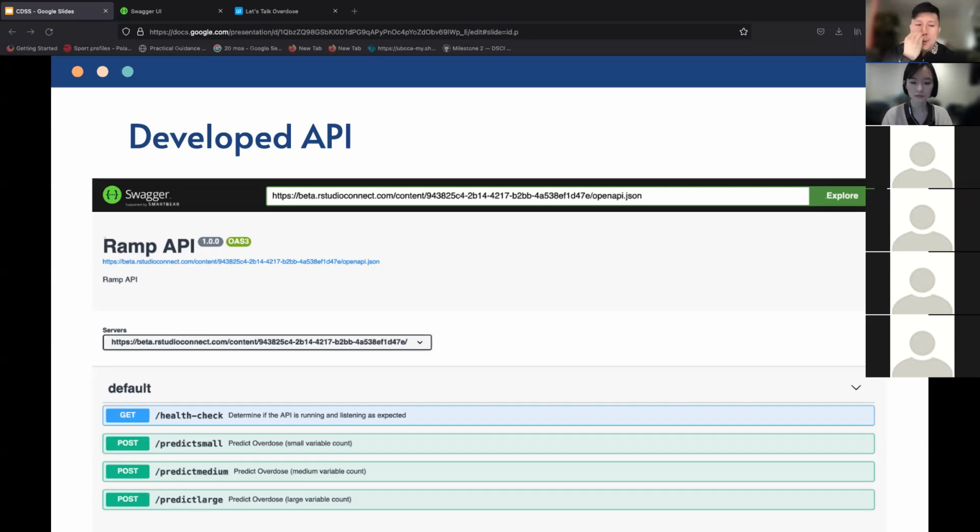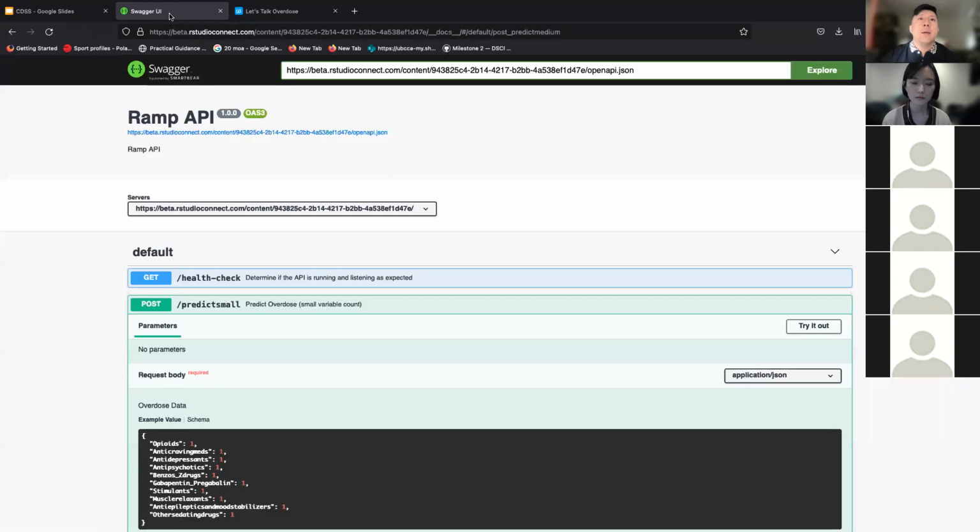So the point of this API is that anyone anywhere can create a website to intake data, and this data can be fed into my models or Inference Engine, and a risk score will be sent back. So here is the actual API.